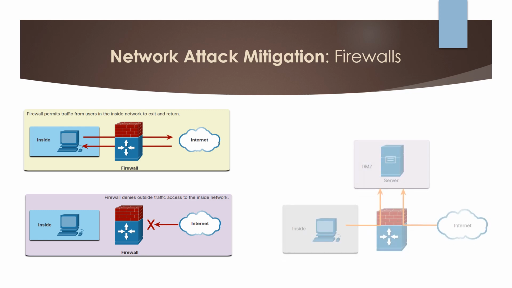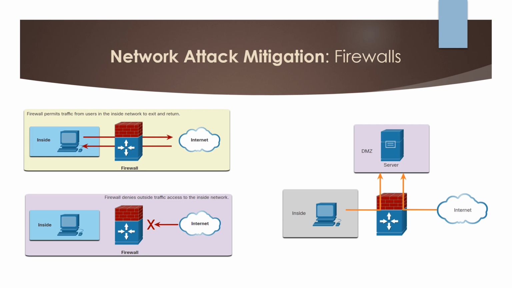For example, servers accessible to outside users are usually located on a special network referred to as the demilitarized zone, as it is shown here in this figure. The demilitarized zone enables a network administrator to apply specific policies for hosts connected to that network.